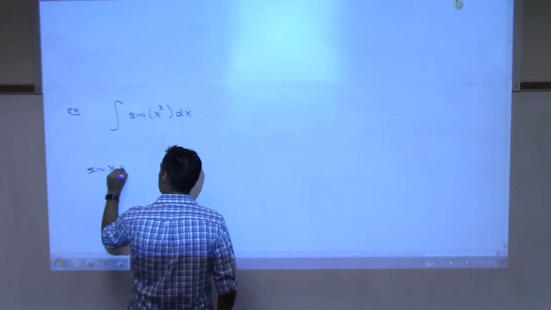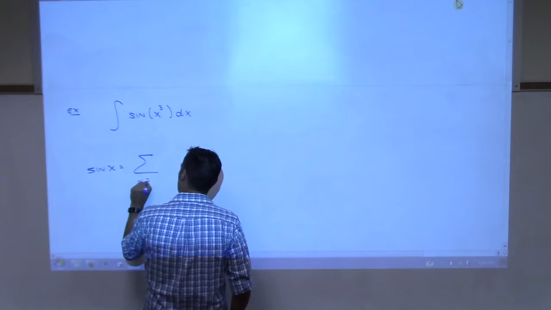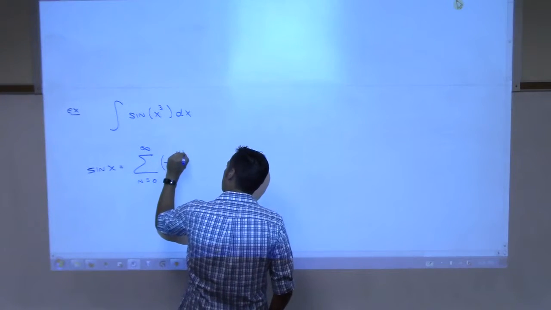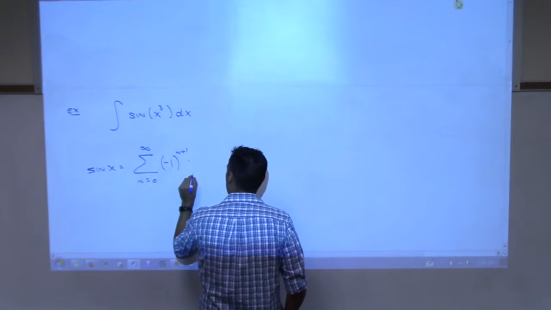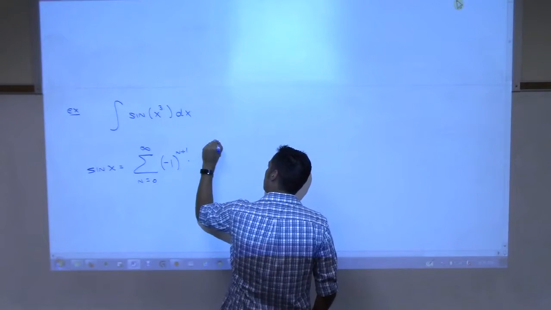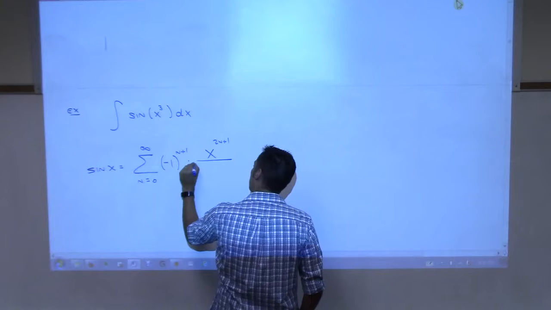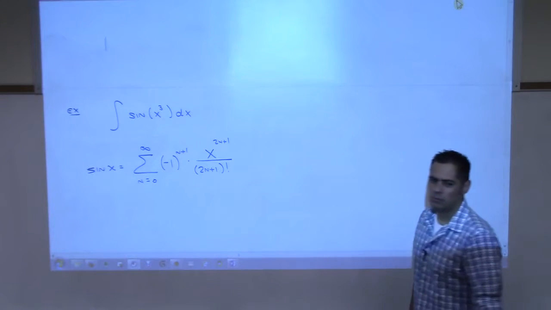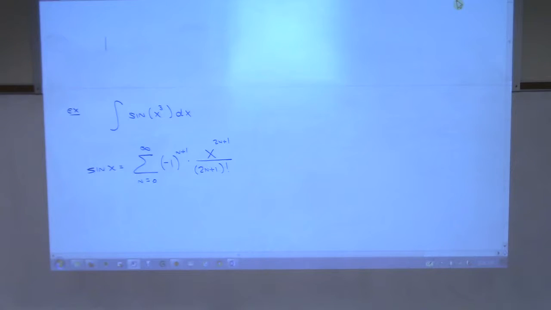We know that sine x is equal to the sum n equals 0 to infinity of negative 1 to the n, x to the 2n plus 1 over 2n plus 1 factorial. Double check me on this. It should start out positive, so it's negative 1 to the n, yeah, just to the n. It should start out positive.